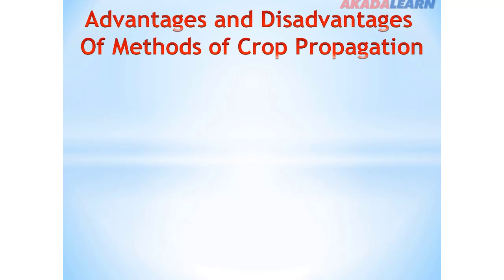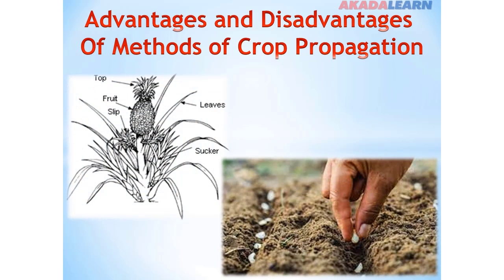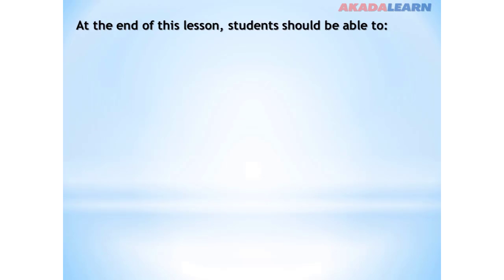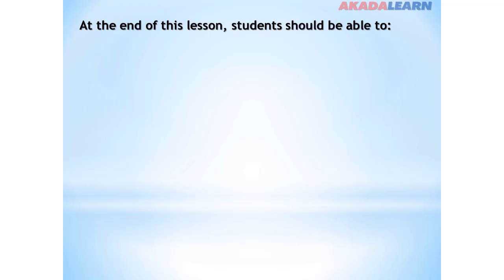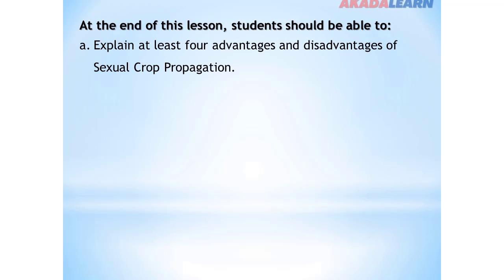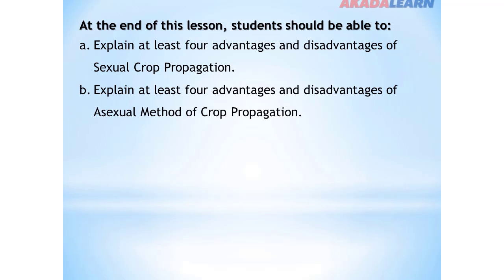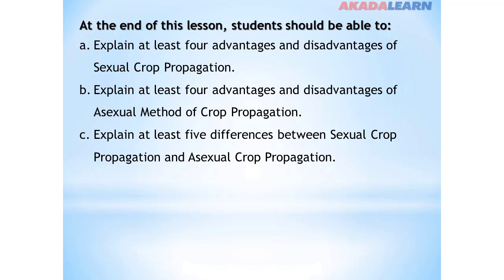Today we shall be looking at advantages and disadvantages of methods of crop propagation. At the end of this lesson, students should be able to explain at least 4 advantages and disadvantages of sexual crop propagation, explain at least 4 advantages and disadvantages of asexual crop propagation, then explain at least 5 differences between sexual crop propagation and asexual crop propagation.